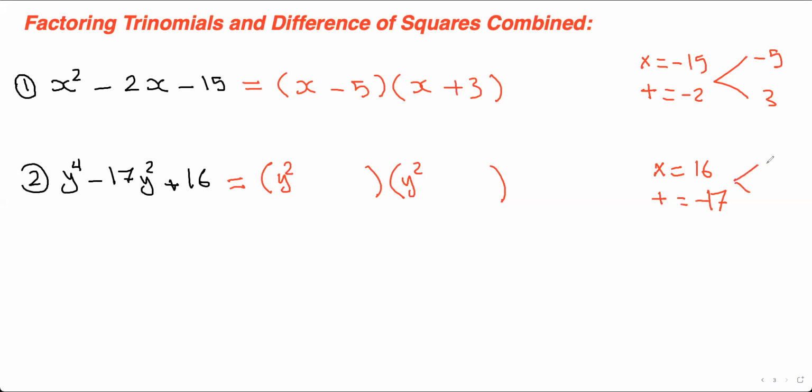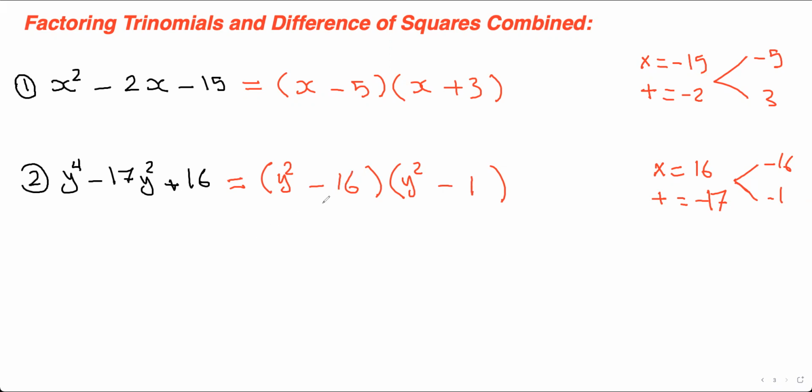So the two numbers here are going to be negative 16 times negative 1, because negative 16 times negative 1 will give me positive 16, and when you add them, you get negative 17, sorry. So it's negative 16 and negative 1. That's what multiplies to give me positive 16 and add to give me negative 17. Now, do we stop here?